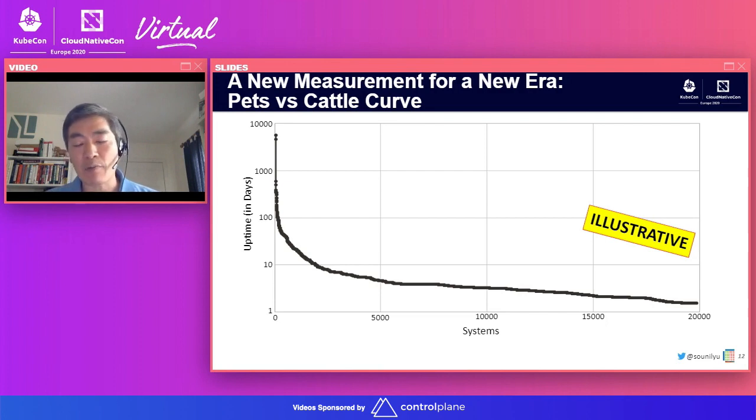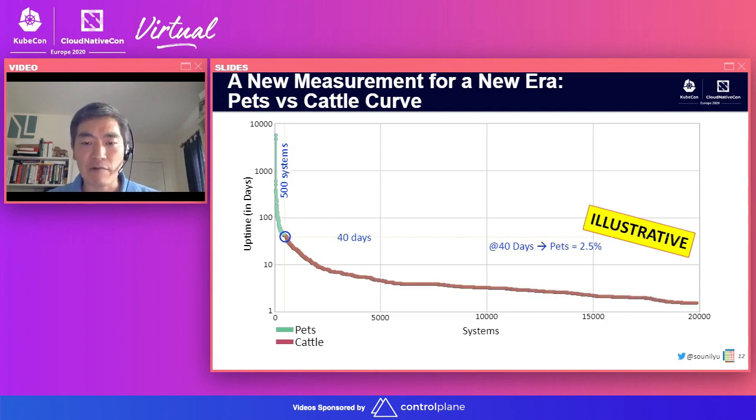Now let's suppose I set an arbitrary threshold of 40 days, meaning anything that's older than 40 days is a pet. Anything younger than 40 days is cattle. So according to this graph, then I've identified 500 pets with an overall ratio of 2.5% pets. Now let's suppose I want to lower that threshold from 40 days to 10 days. I now end up with 2,000 pets and an overall ratio of 10% being pets.